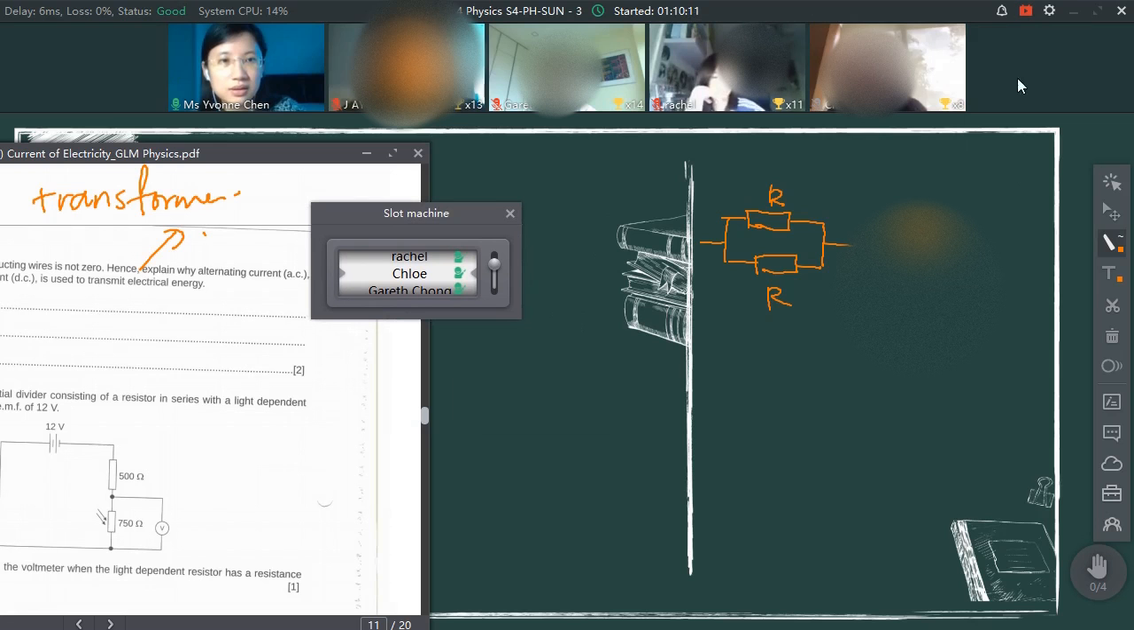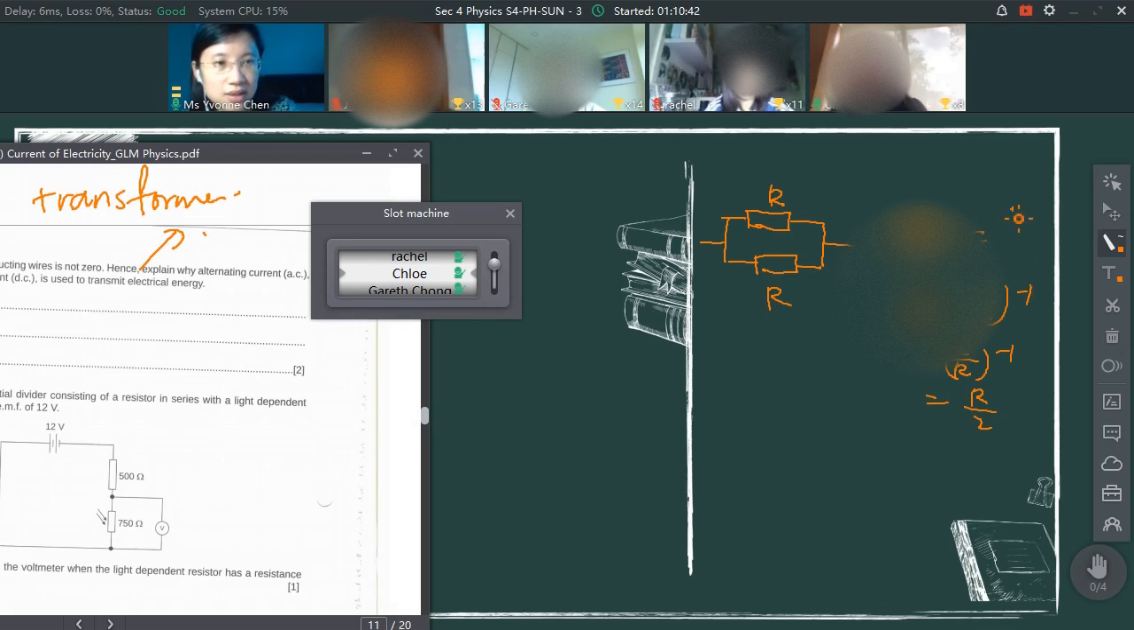Okay, Chloe. Chloe, can you not mute yourself? What is the effective resistance if there are two resistors connected in parallel, each of resistance R? It is equal to 1 over R plus 1 over R, and this, so 2 over R to the power of -1 is R over 2. Okay, it is R over 2.